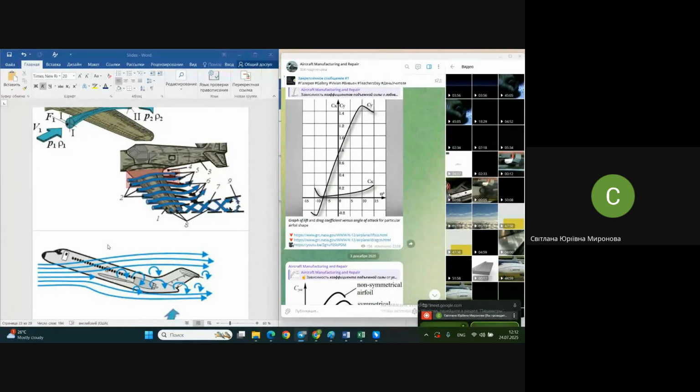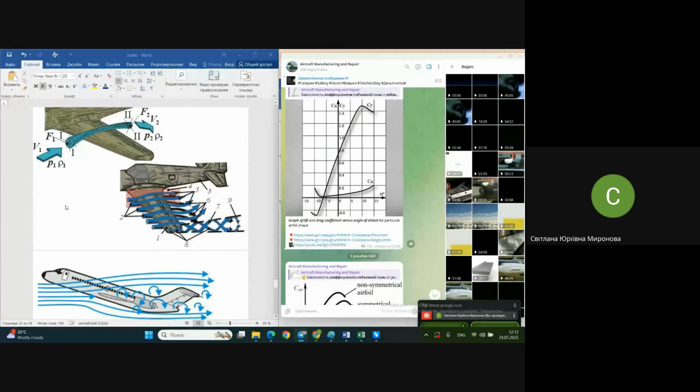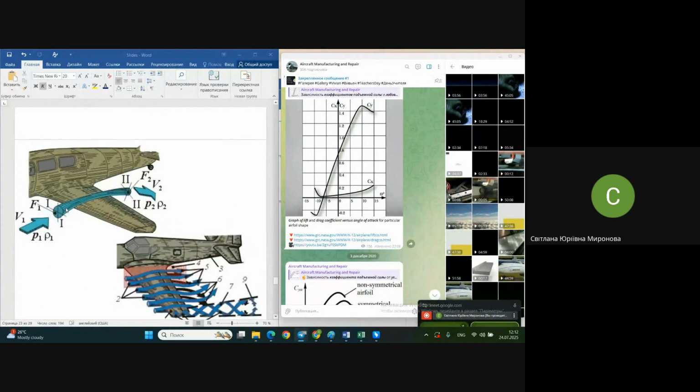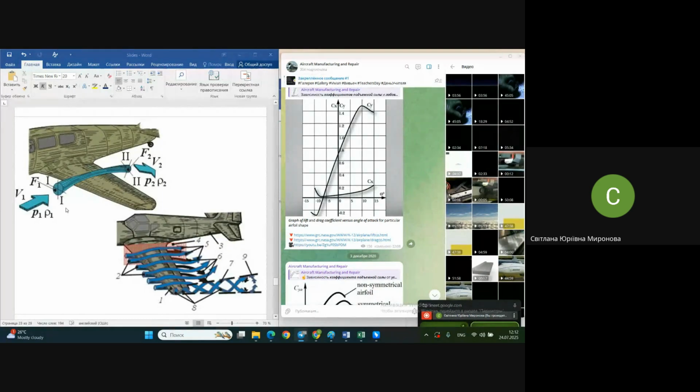And of course, in this position, we also like to have the minimum possible drag. Polar might help us to select this efficient position of the wing with respect to the horizontal plane, the horizontal axis of the airplane.